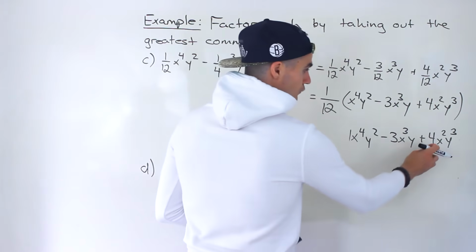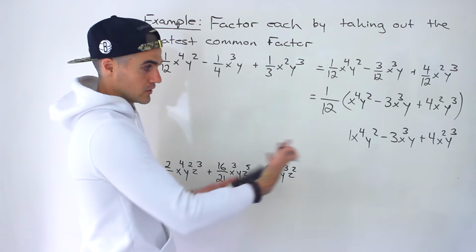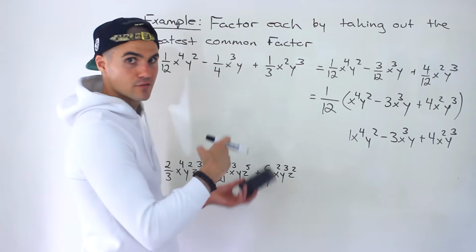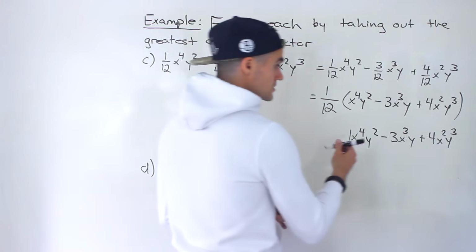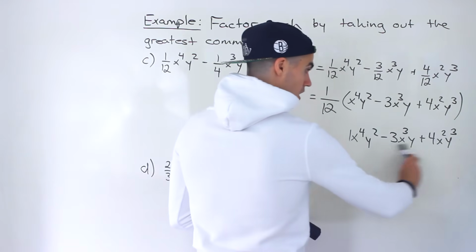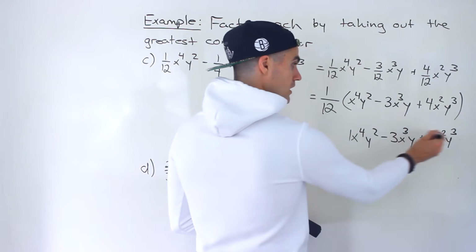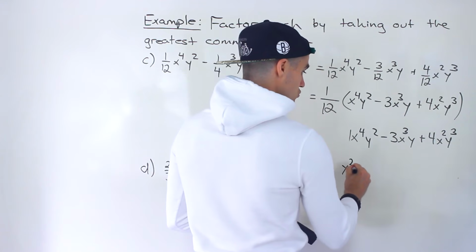Notice we got a 1, 3, and 4. Can't take anything out for that. We can take out a 1, but that's going to be invisible, quote unquote, in front of the variables. Notice we have an x, an x, and x. So an x is common in all of them. What's the lowest exponent? 4, 3, 2. So we could take out an x to the 2.